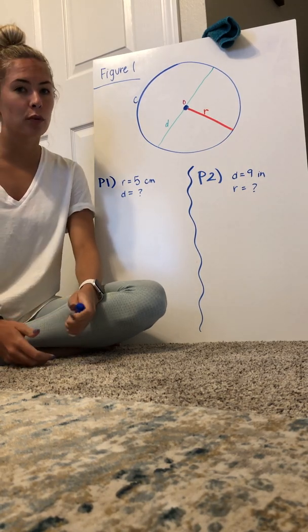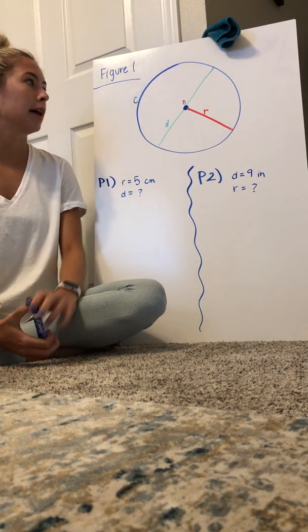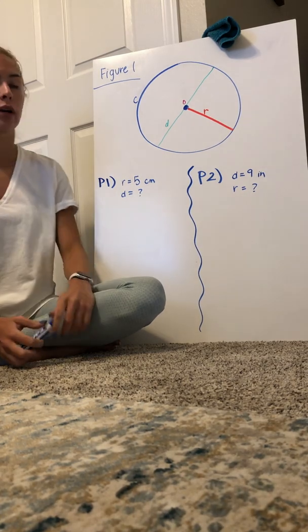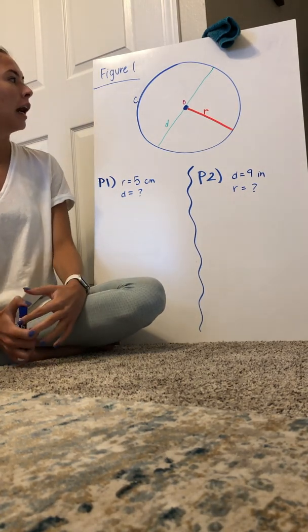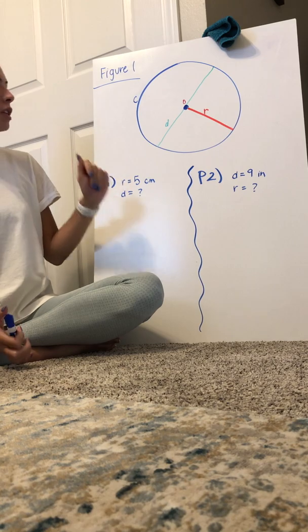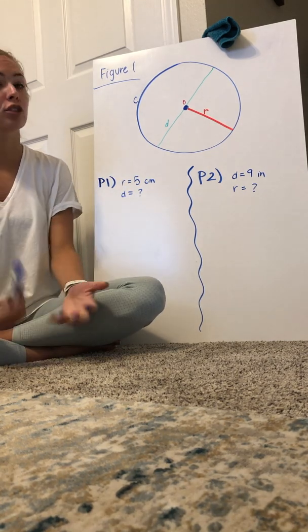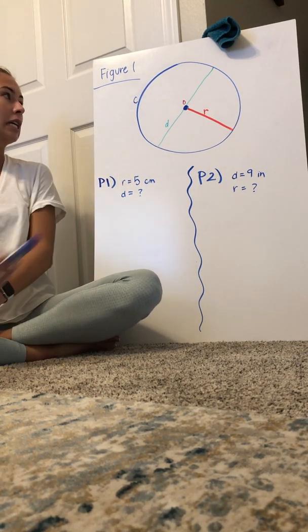So in this module we are studying circles. In this specific lesson we are just going over what a circle is. So figure 1, which you can also see in your worked example, is a circle. We're calling the circle C.